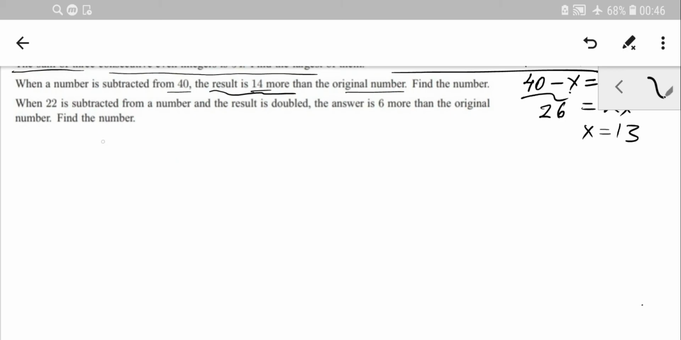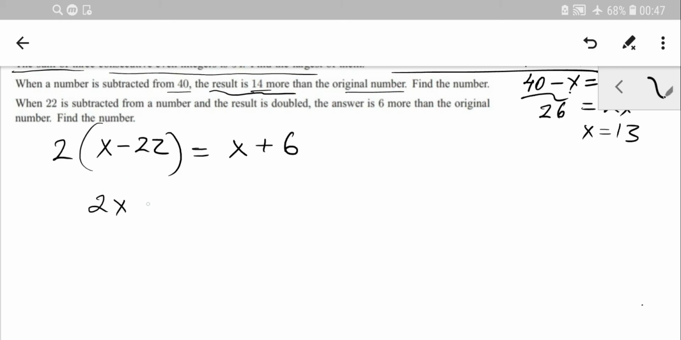22 is subtracted from a number. You have a number, you subtract 22, and the result is doubled. So you double the result. The answer is 6 more than the original number. You see, you can do it very, very fast. So we'll get 2x minus 44 equals x plus 6, and from here you have x equals 44 plus 6, you'll get 50. That's it. That's your number.